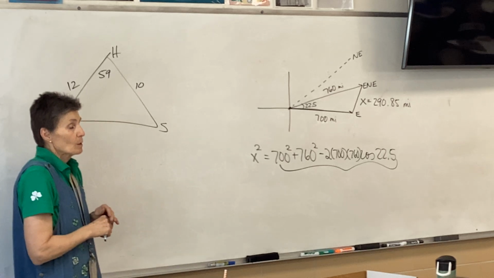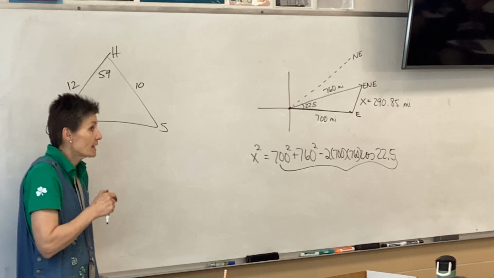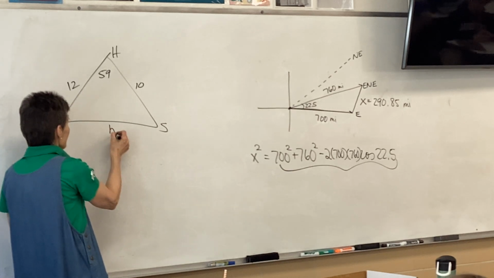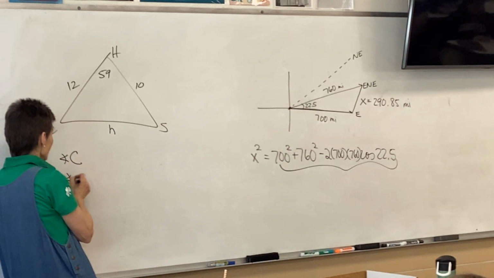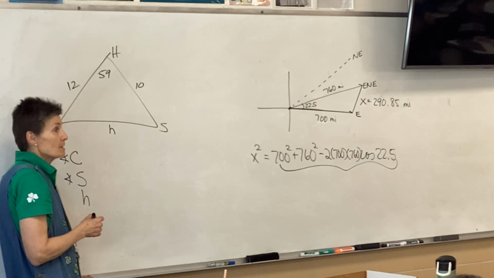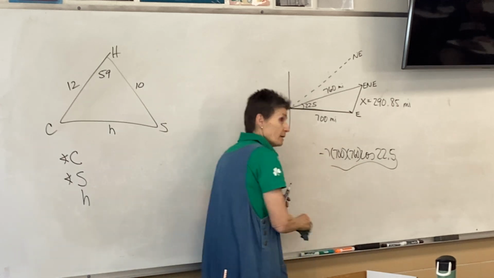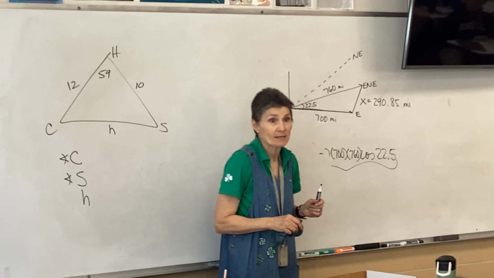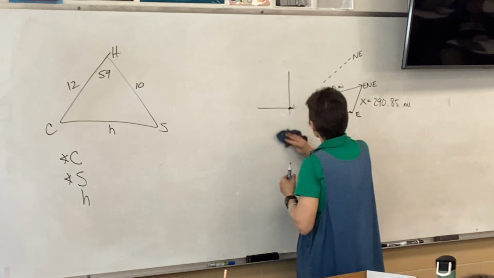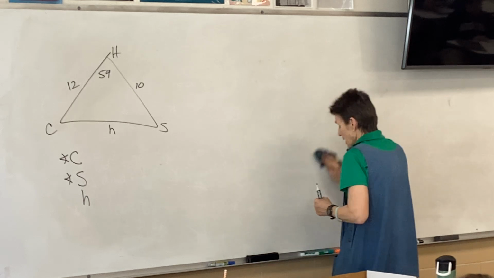What does it mean to solve the triangle? We did it on today's quiz. Find everything that's missing. So we have to find angle C, angle S, and side H. These are the missing pieces. So taking a look at the triangle, you are always going to do law of sines or law of cosines. So pick out which one. Law of cosines. You do not have the right information to do sines.